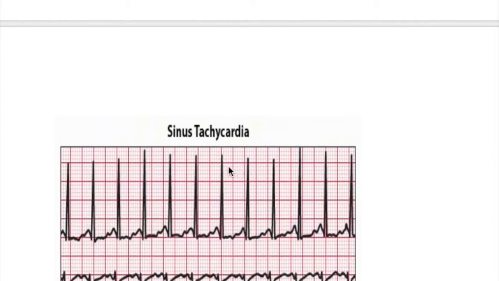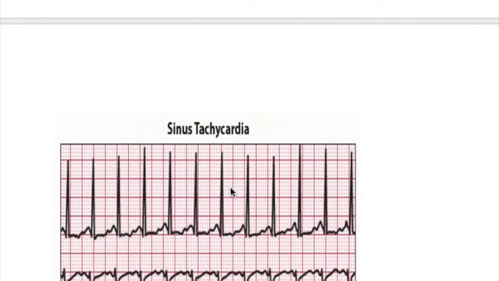See, the rate here is 2, so it's 150, about somewhere around 150.